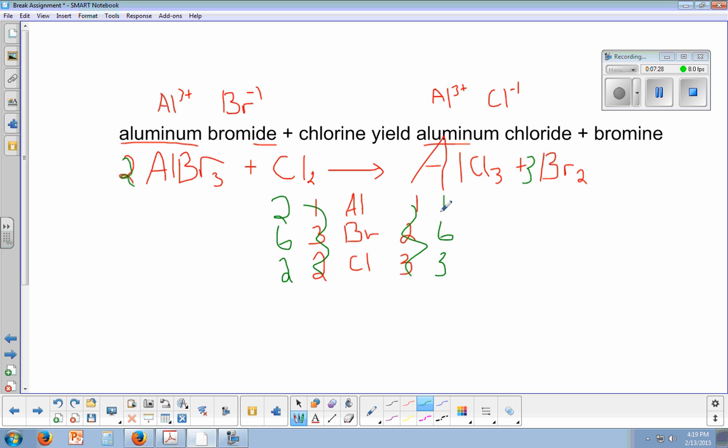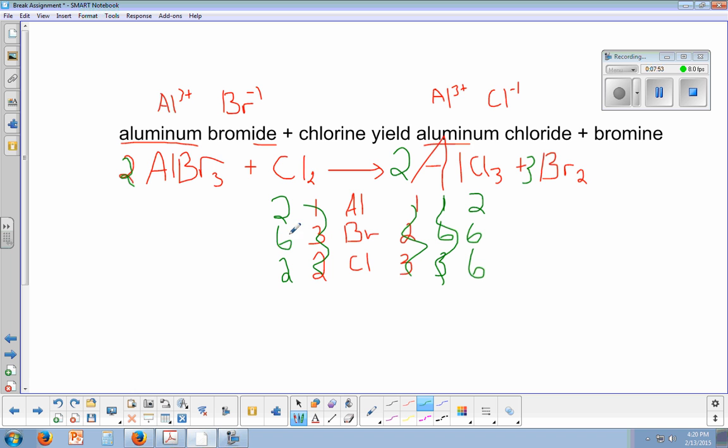Well, my aluminum's going to be easier to balance because I can multiply something by 1 to give me 2. So I put my 2 right in front for the aluminum, and it's going to make aluminum 2 times 1, which is 2, but it's also going to make chlorine 6 because 2 times 3 is 6. And this guy didn't change, so bromine's still 6 as well. So we're almost there. But chlorine is not balanced yet because I have 6 on this side and only 2 on this side. So what would I have to do?